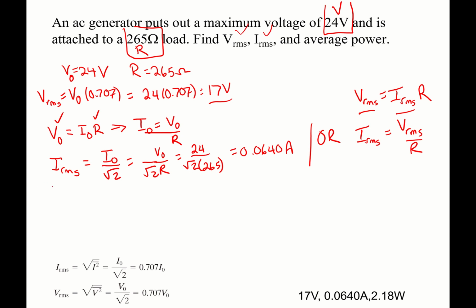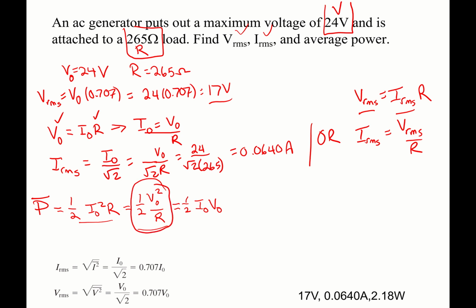What's the average power? Well, the average power was equal to 1/2 of I0 squared R, or it was 1/2 of V0 squared over R. And of course, it would also be 1/2 of I0 V0. We have those three equations that are equivalent. Which one am I going to use? I'm going to use the middle one here.